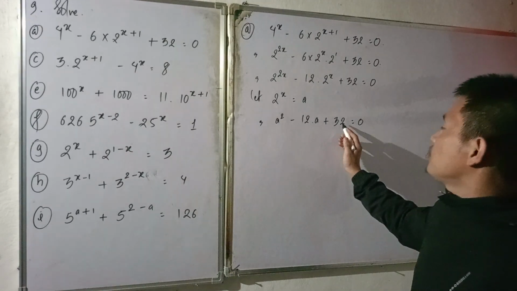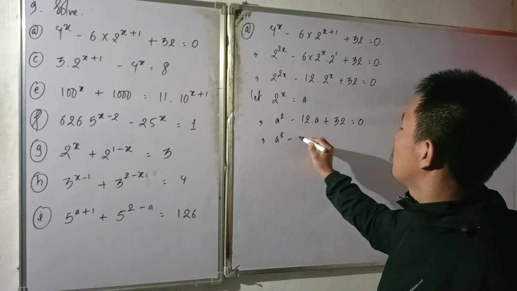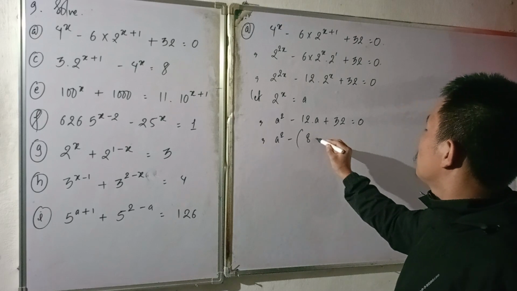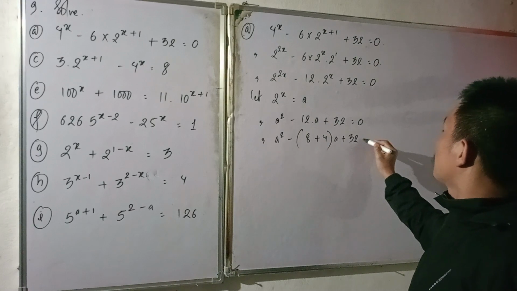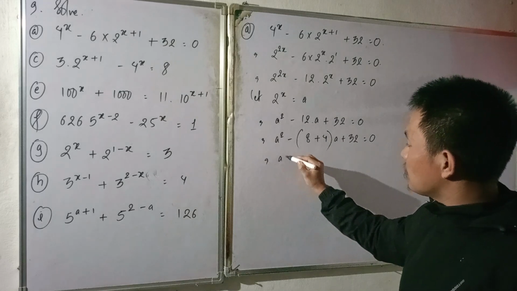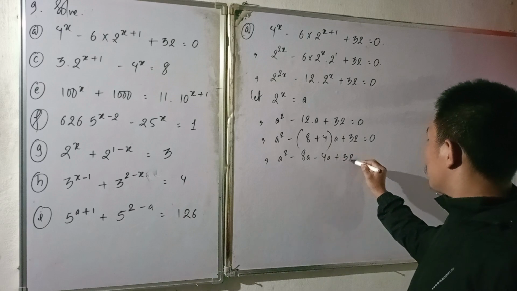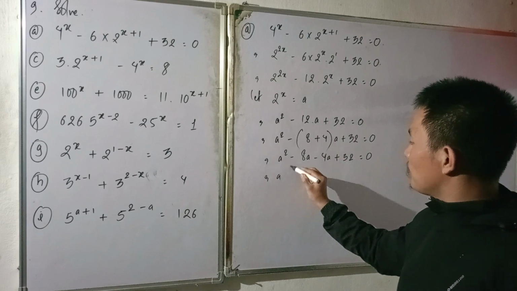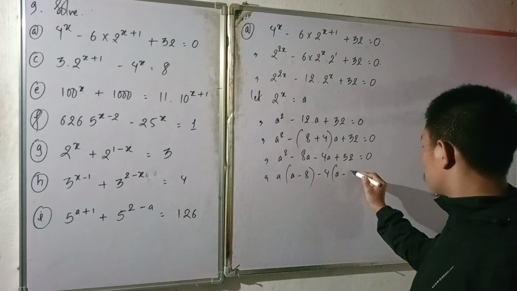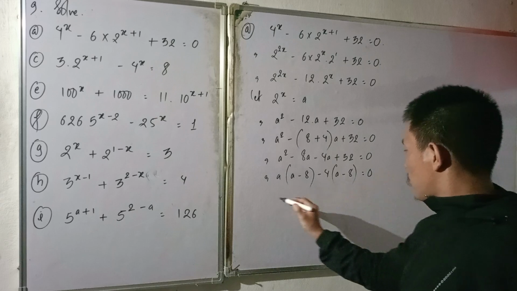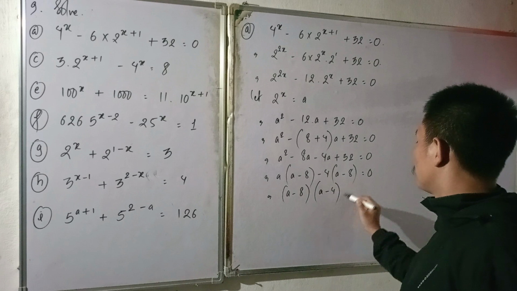Now we need two numbers whose product is 32 and whose sum is 12: 8 times 4 is 32, and 8 plus 4 is 12. So a squared minus 8a minus 4a plus 32. Take a common from the first two terms, a minus 8, and take 4 common from the last two terms, a minus 8. Now (a minus 8)(a minus 4) equals 0.